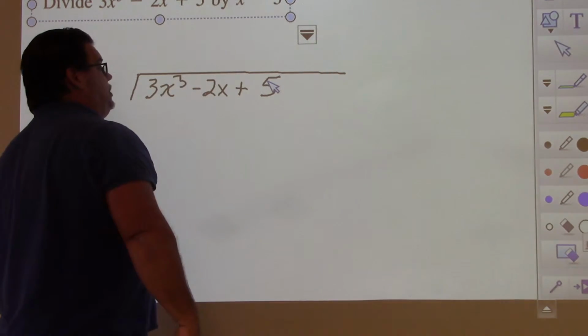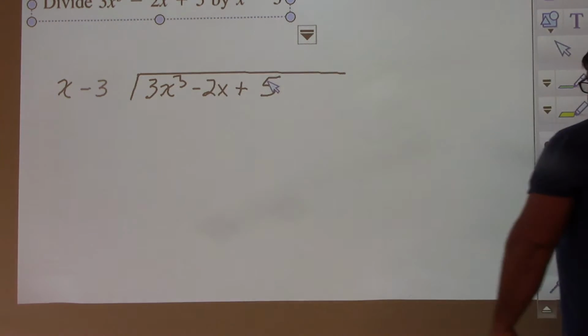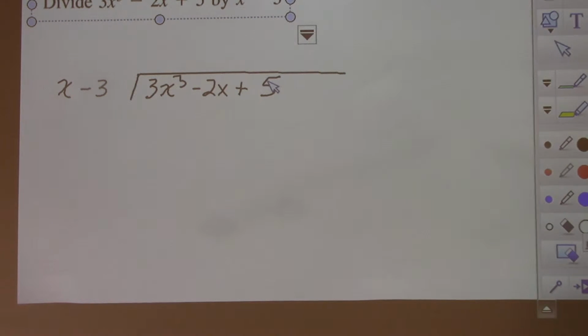Now, I might have told y'all this before. I might not have, but I'm fixing to tell you now. Every term in mathematics has a number and a variable. Every term.